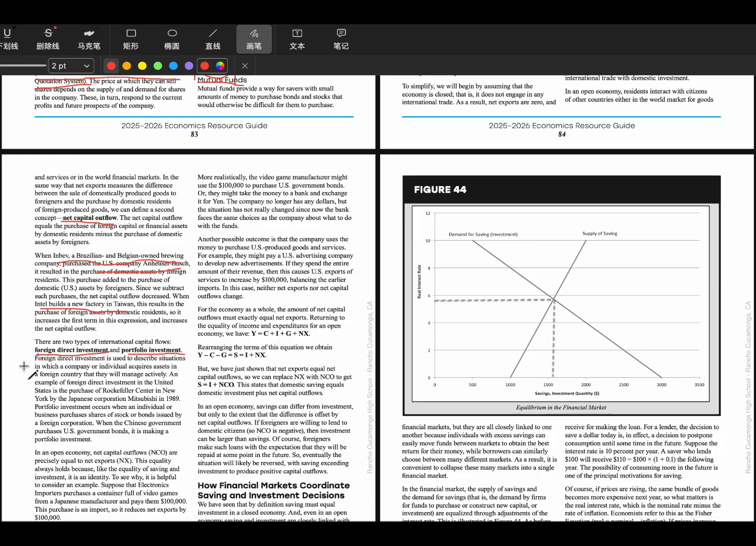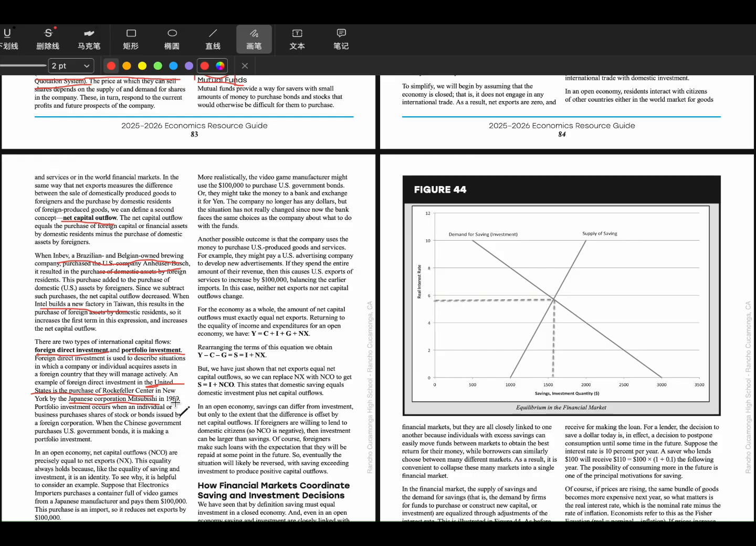Foreign direct investment is literally people buying or constructing things in America. For example, the United States got the Rockefeller Center in New York, and the Japanese corporation Mitsubishi in 1989, they bought it. They bought this center. That's direct investment because they just bought an entire building.